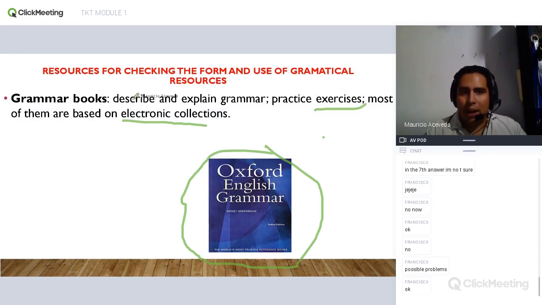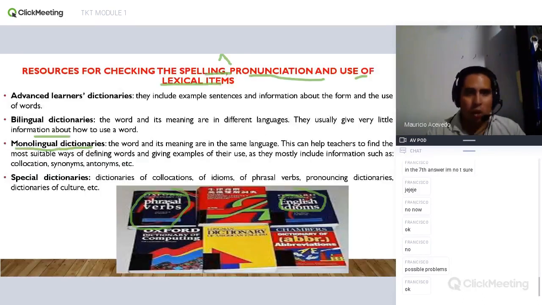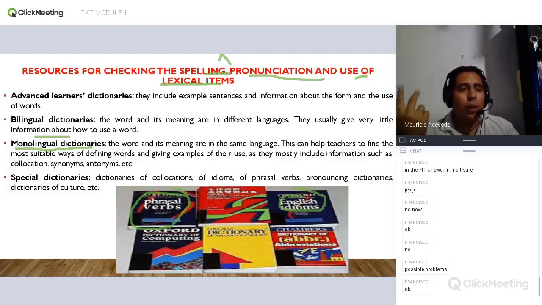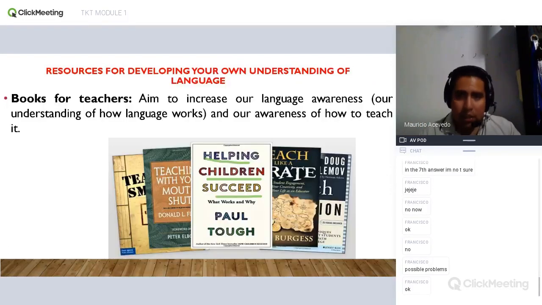You have some grammar books to help you with grammar or your students. We can also have books or dictionaries that can help us practice our spelling, pronunciation, and lexis. We have advanced dictionaries, bilingual, monolingual, and special dictionaries. But at the same time, we can have books for teachers to help us and provide, I don't know, suggestions for teaching, right?